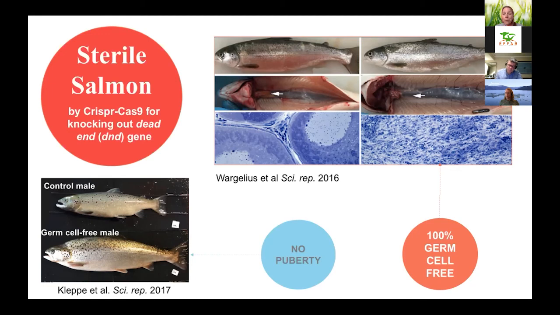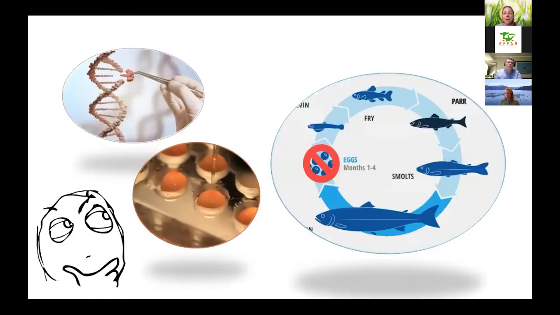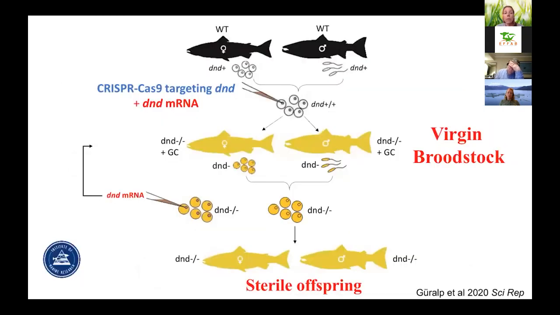But the problem with breeding these in masses is, of course, that you don't have any germ cells. So for a couple of years now, we've been working on a project where we are rescuing the germ cells in these knockout backgrounds. We knock out the dead end gene, and at the same time we add the dead end mRNA that encodes the dead end gene. And what we have seen is that we can get germ cells in both males and females. We have also now crossed them out and seen that we have sterile fish in the offspring.